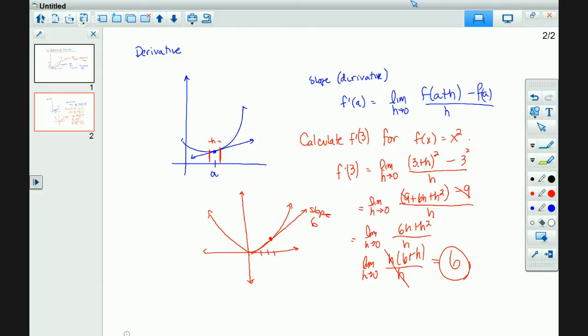That's what you just calculated. That's the derivative. The derivative is calculating the slope of the tangent line. What's the equation of that line? The point is 3, 9, right? 3 squared is 9. So y minus 9 equals 6 times x minus 3.